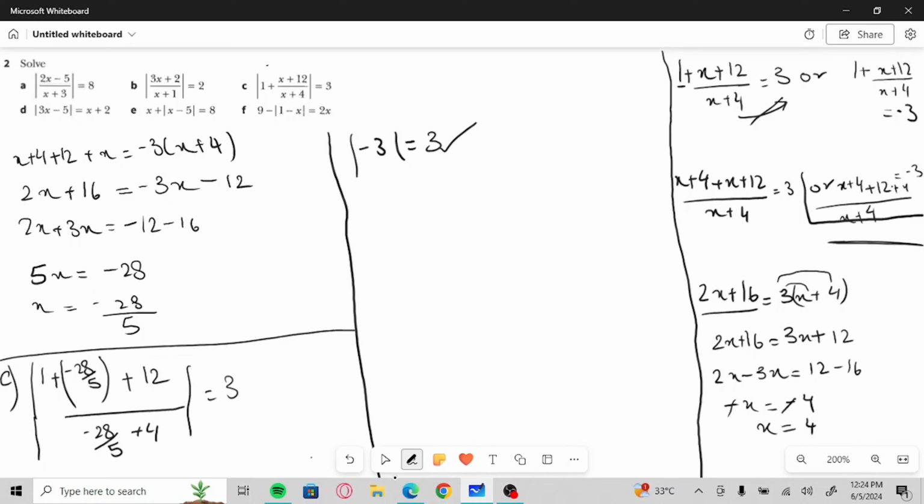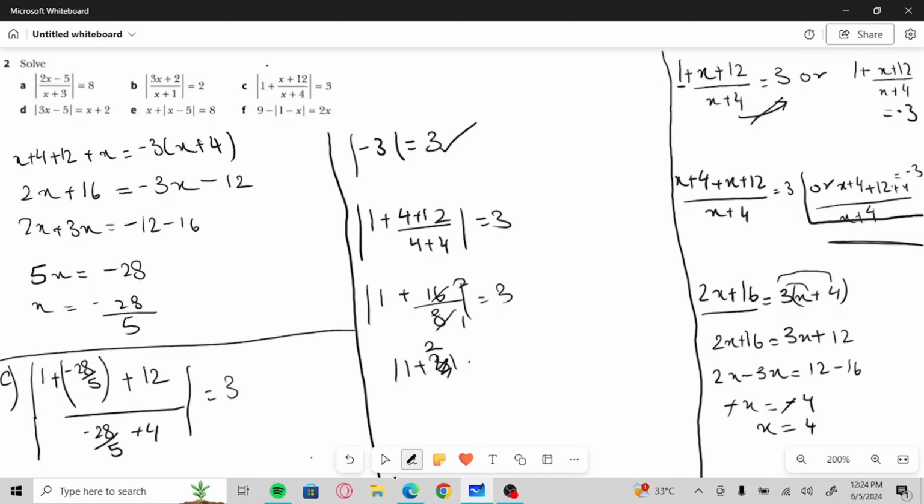Again, for the second value, we input x equals 4. 1 plus |4 + 12| divided by |4 + 4| is equal to 3. Let's do this really quickly. 4 plus 12 is 16. 1 plus 16 divided by 8 is equal to 3. 8 ones are 8, 8 twos are 16. So 1 plus 2 is equal to 3. So 3 is equal to 3. This is correct. We have two values of x: x equals 4 or x equals negative 28 upon 5.